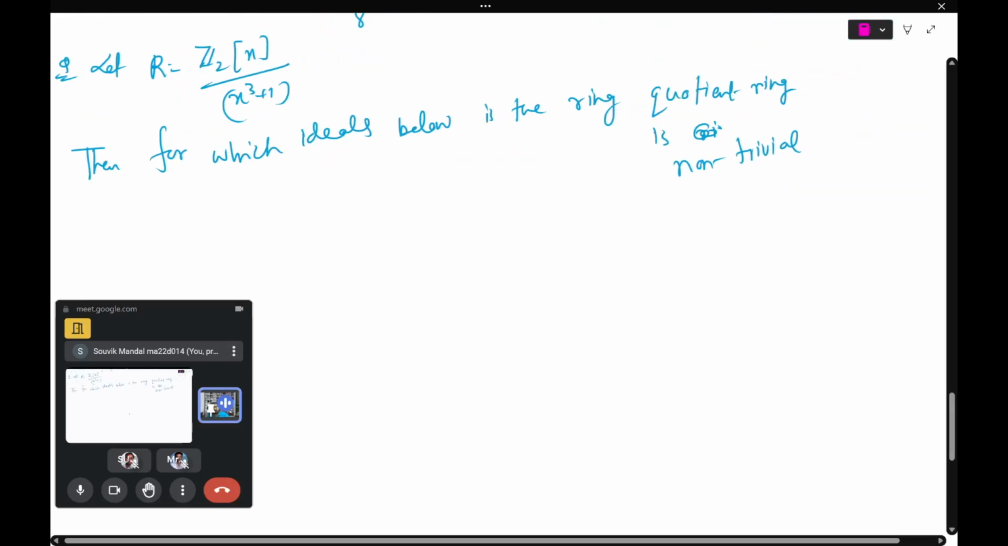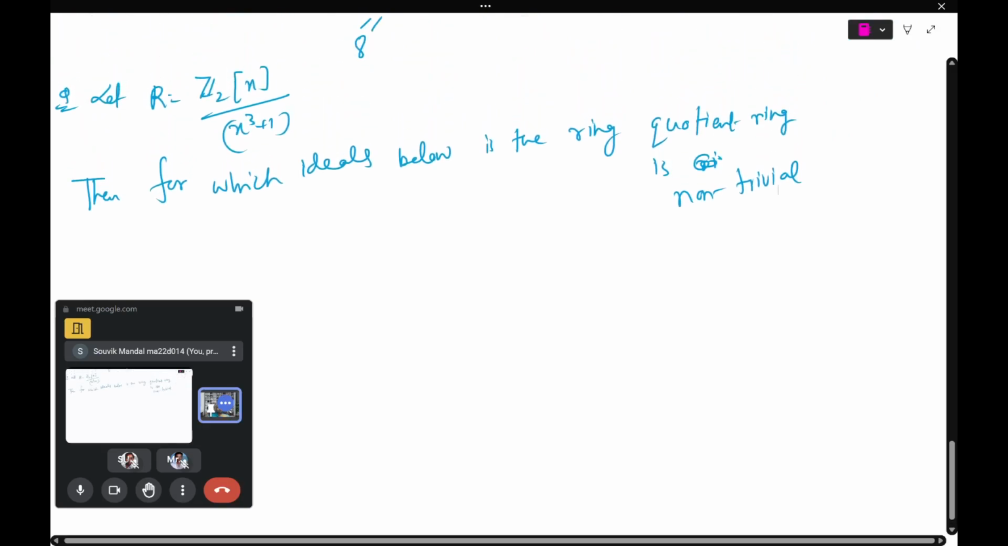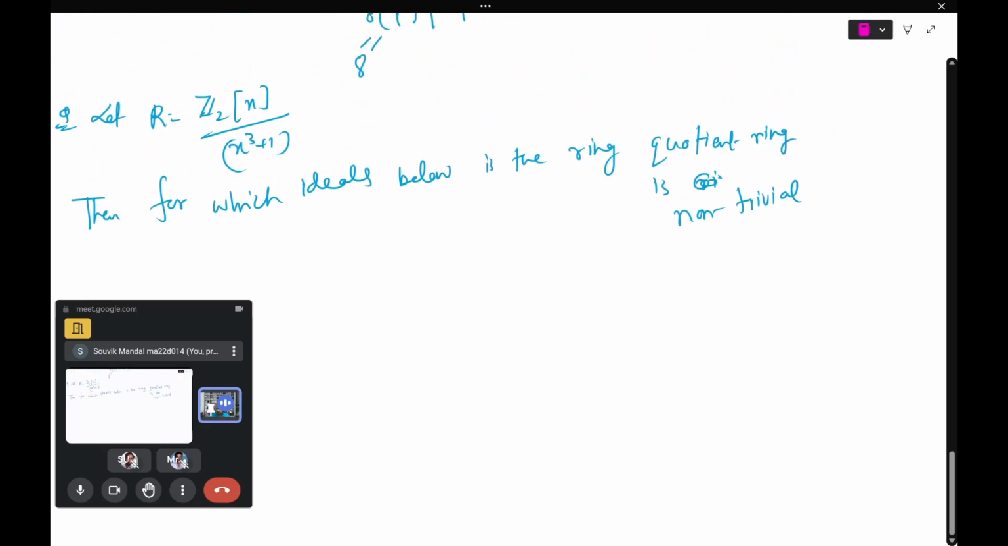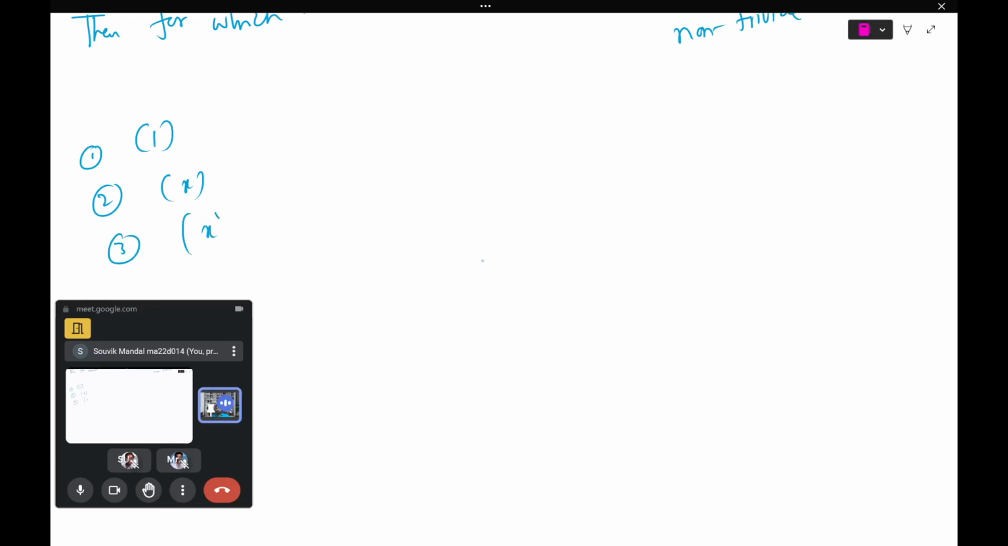So R is the given ring. Now we are going to supply some ideals. We need to calculate for which of the ideals the quotient R by I is not trivial. First option is the ideal generated by 1. Second option is the ideal generated by x. Third option is the ideal generated by x square. Fourth option is the ideal generated by x plus 1.